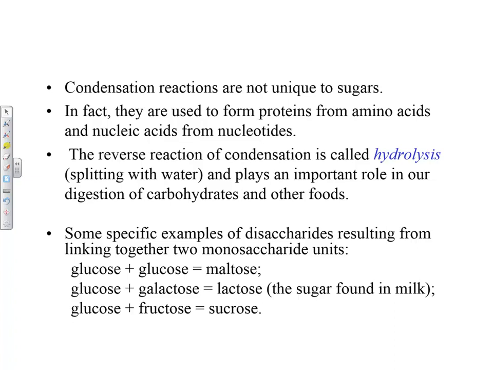In this chapter, I'm going to talk about amino acids and nucleotides, and I will show you how amino acids can be linked together to produce proteins. Nucleotides can be linked together to produce nucleic acids. Now, if you have smaller units and you link them together to produce a larger unit, that's called a condensation reaction, removal of a water molecule. The reverse reaction of condensation is called hydrolysis. Hydro is water and lysis means to split, so hydrolysis is splitting with water.